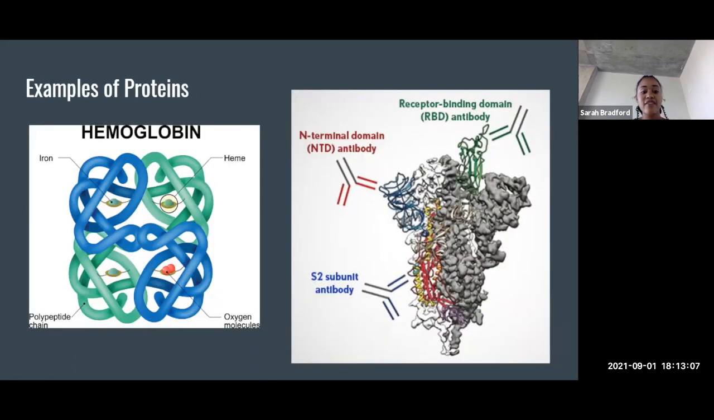So to the left, we have hemoglobin, which is responsible for transporting and carrying substances throughout the body in the blood or the lymph. And then to the right, this is actually the COVID-19 antibody. Antibodies are responsible for protecting the body from foreign pathogens. I picked COVID-19 because that's currently what we're going through right now. We're trying to build antibodies to fight off this virus and the different variants.